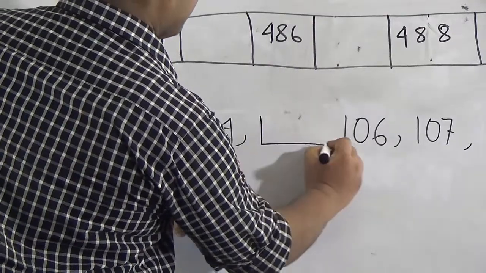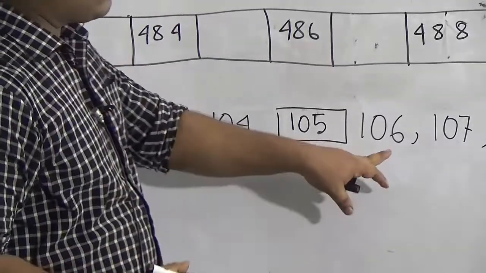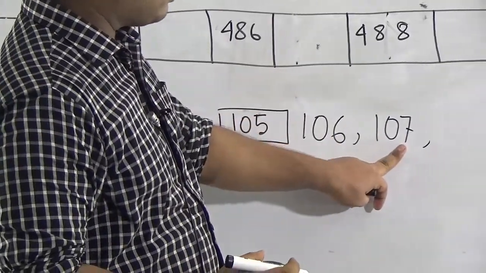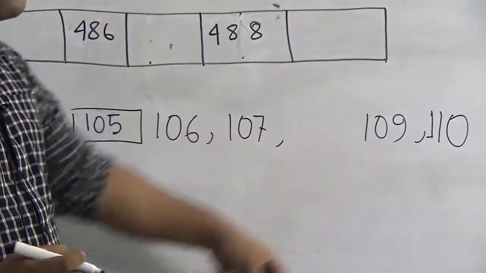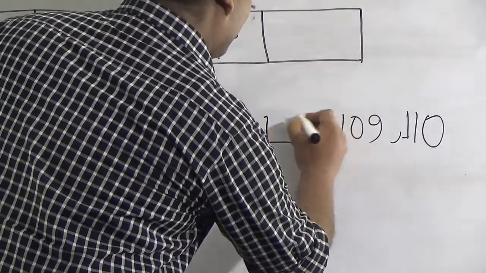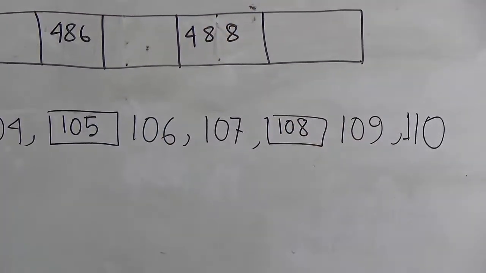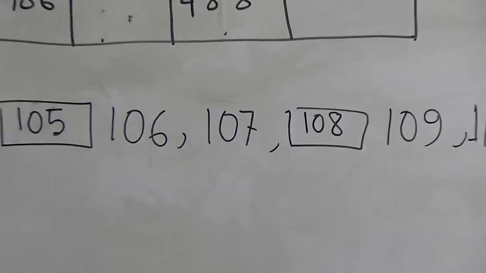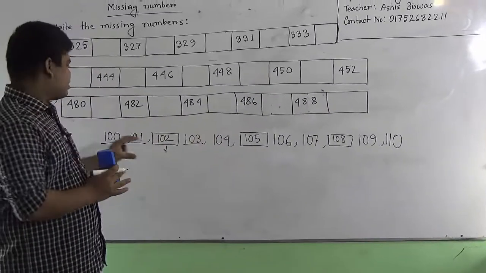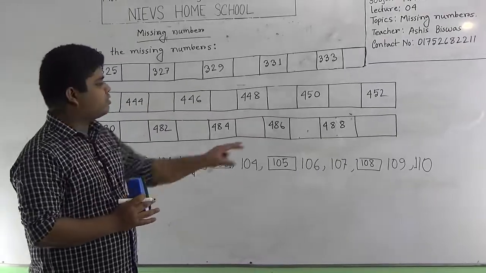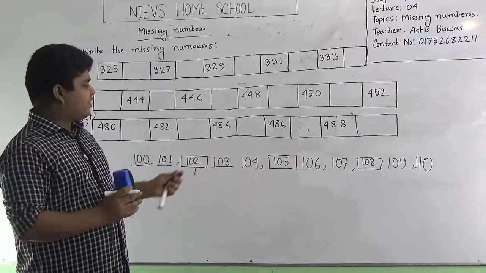105 is absent, so this is another missing number. 105, 106, 107, 109. So 108 is absent. So we write 108 as a missing number. So my dear students, I hope you have understood how to fill up the missing numbers of a series. That means for some numbers from 100 to 110, I give some missing numbers and you can fill them up.